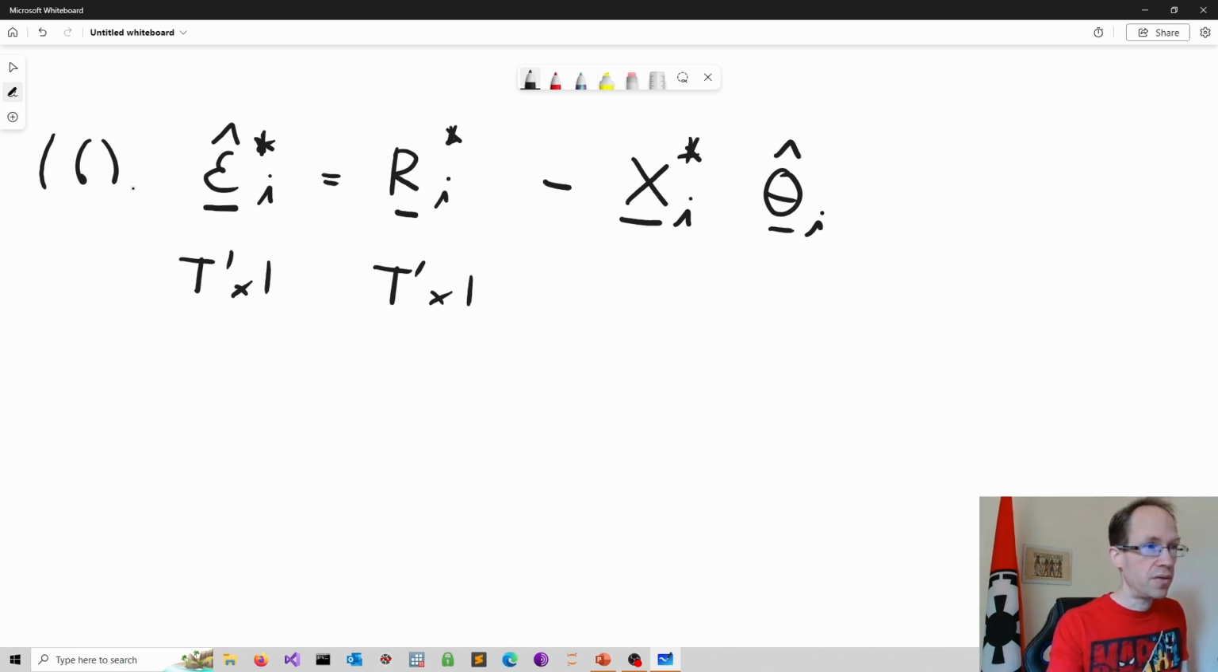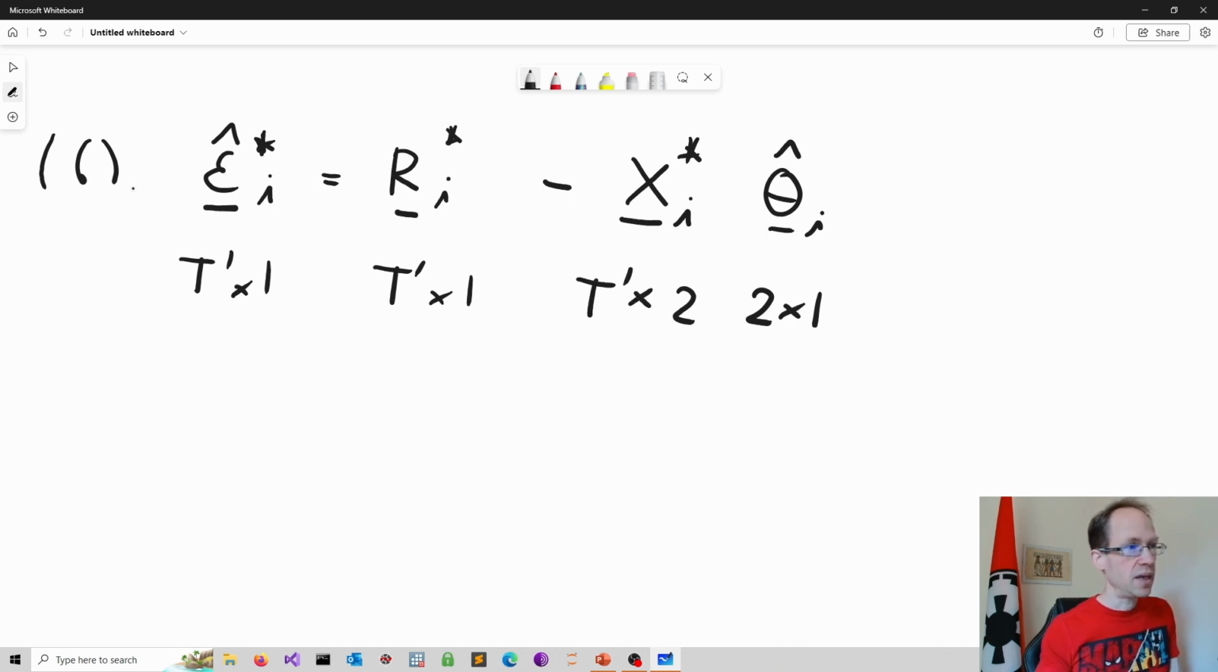So again, thinking about dimensions, I would have a true one here, have two parameters in the case of a market model, and here I have to match the two, and it will be a t prime. Yeah, so again, you end up with t prime 1 if you multiply this out. So that should be about right.